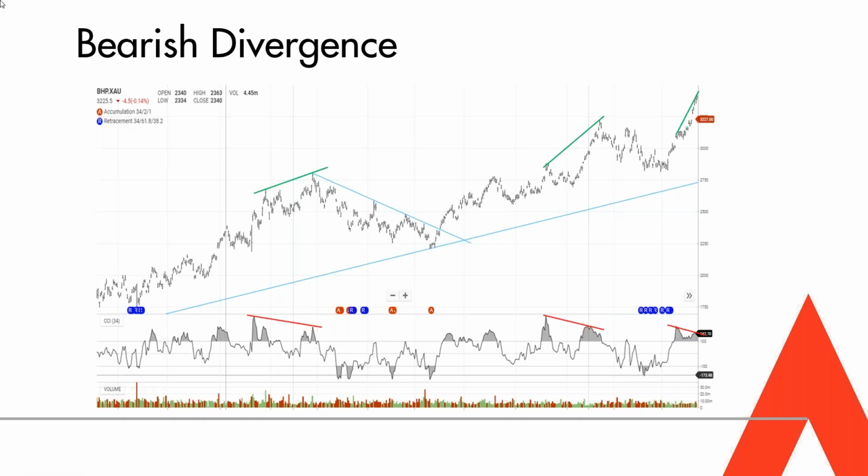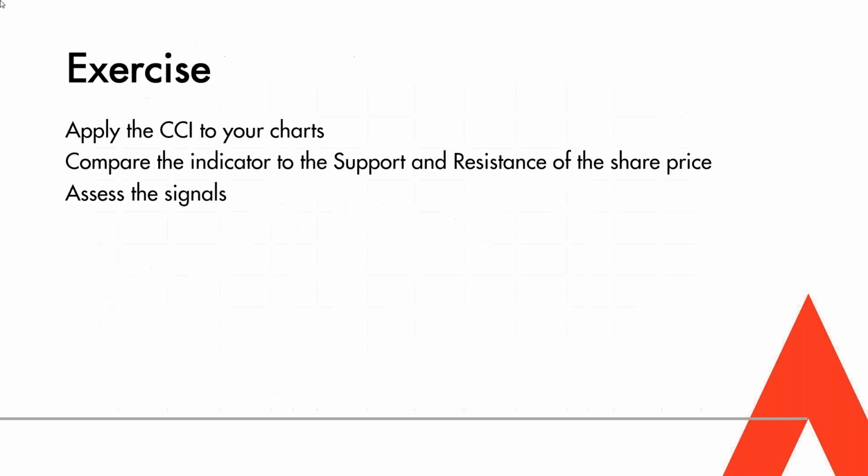Always confirm the reversal with a breaker trend line or some other reversal method, so you're very confident of the change in trend getting underway. A little exercise you can do at home on the CCI indicator: apply it to your charts. Compare the indicator to support and resistance levels on your charts and assess the signals it's giving you at those key levels. Hope you enjoyed our lesson today on CCI, Commodity Channel Index.